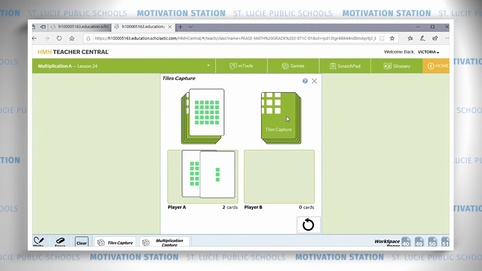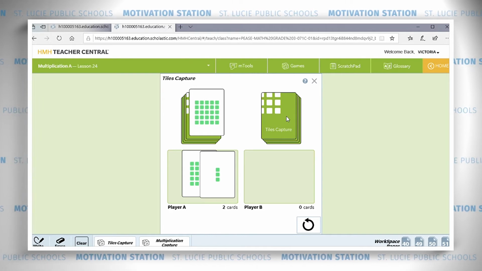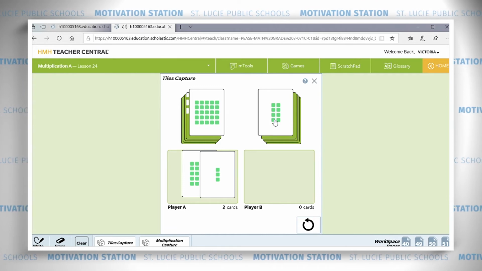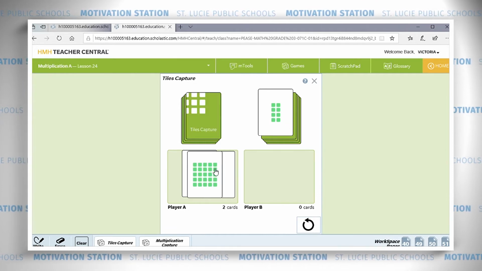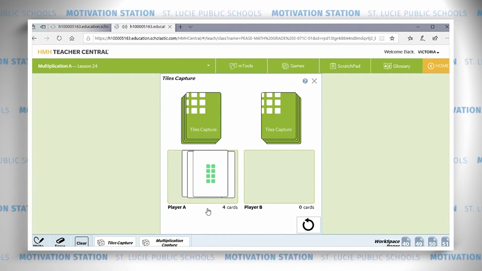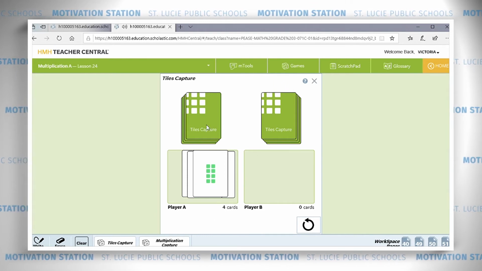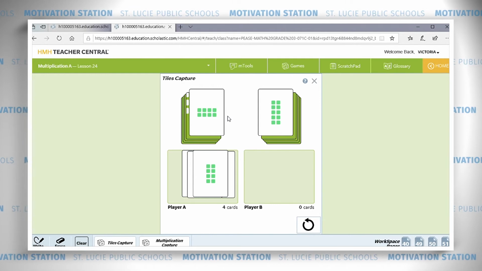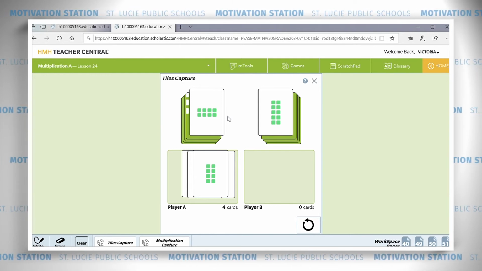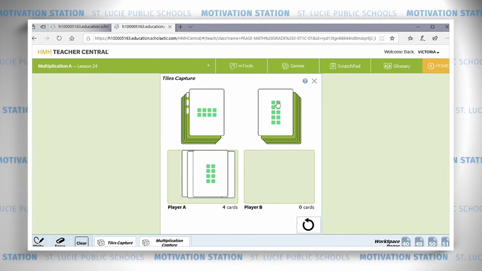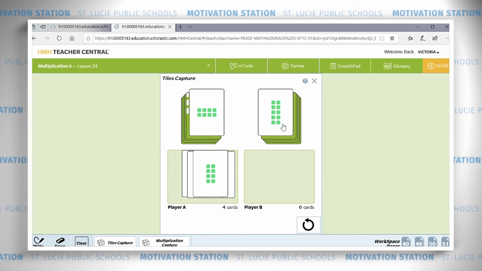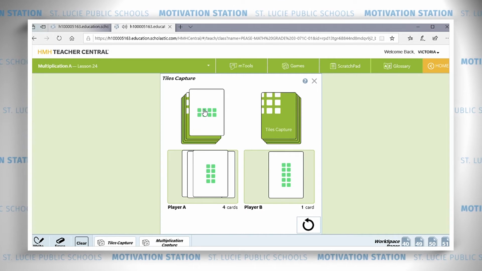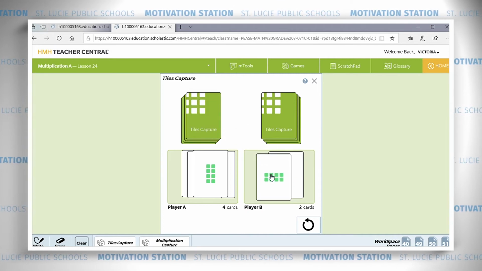All right, so that is a 5 by 5 array. That makes a square. That equals 25. Here I've got a 4 by 2, which is 8. Player A won those cards again. And of course, it keeps track down here for you. Here I've got a 2 by 4 array. 2 times 4 equals 8. Here I have a 5 by 2, which equals 10. 10 is greater than 8, so player B won those.